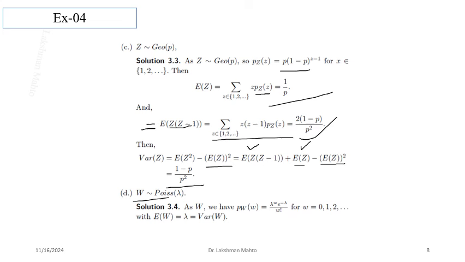The thought process was decomposition in this form. If you simplify this, keep on simplifying here. What is the expectation of Z into Z minus 1? So do a little bit of algebra inside. What did you get?